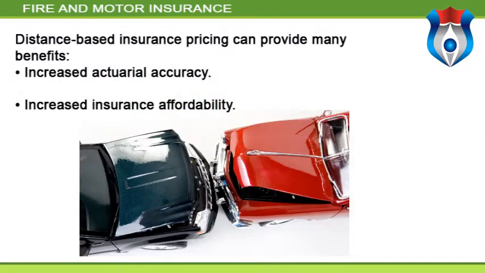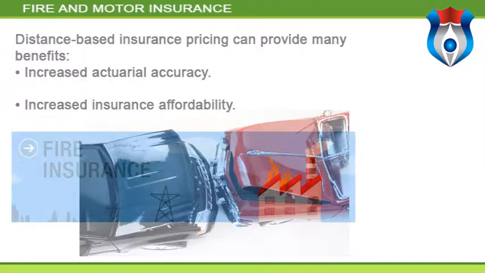Distance-based insurance pricing can provide many benefits. Increased actuarial accuracy: it makes premiums more accurately reflect the insurance cost of an individual vehicle. Increased insurance affordability: it offers motorists a new opportunity to save money. Savings could average INR 2,500 to 5,000 annually per participating vehicle with some systems.